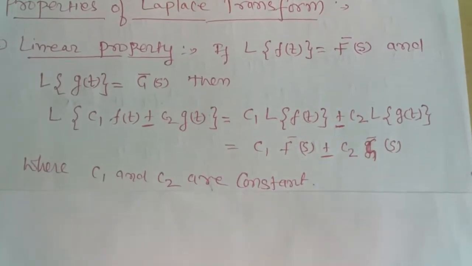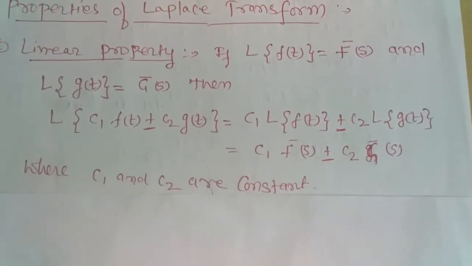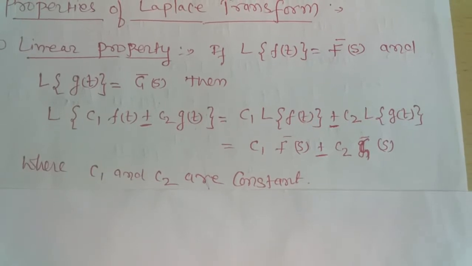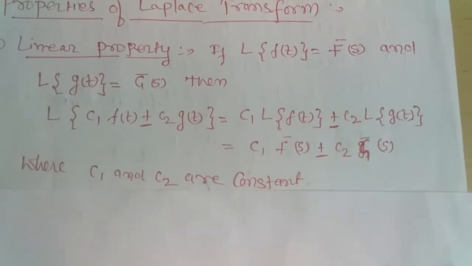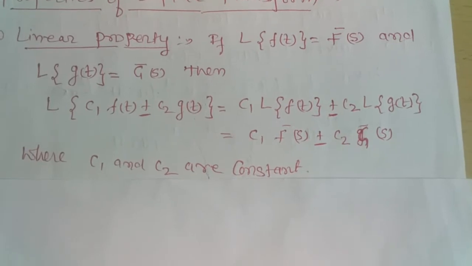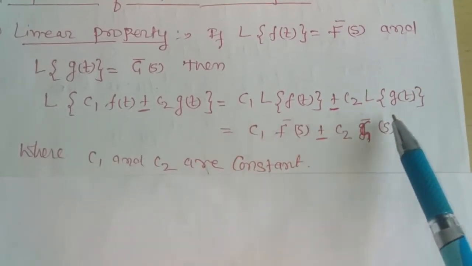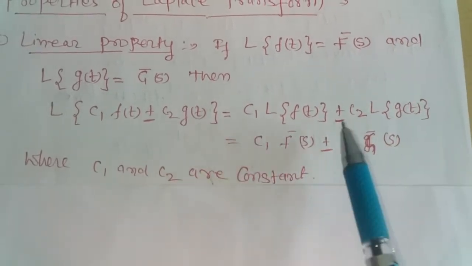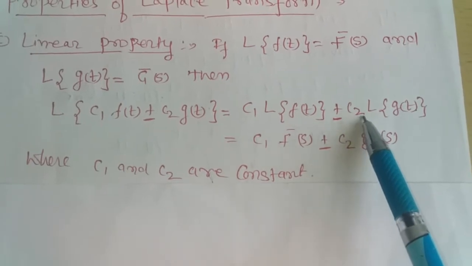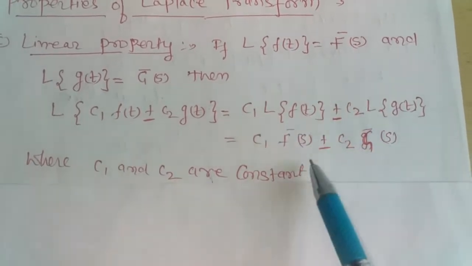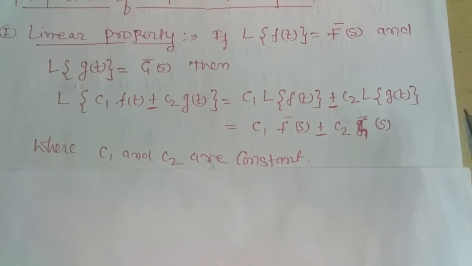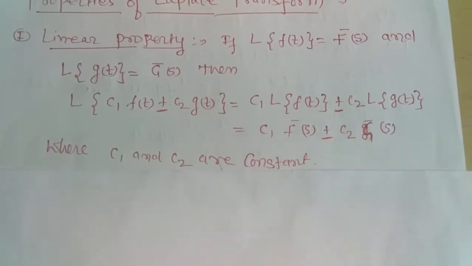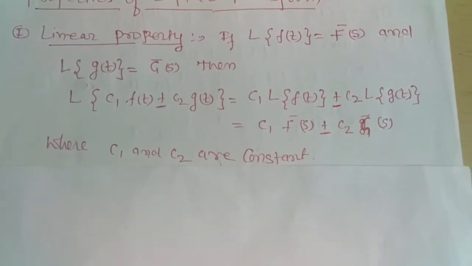The basic meaning of this property is, if we have many terms in the function with positive or negative signs between them and some constants multiplied, then we find the Laplace transform of each individual function, and the constants remain as they are, and the signs between the terms remain the same. So this is called the linear property of Laplace transform. Now we are going to prove this result.